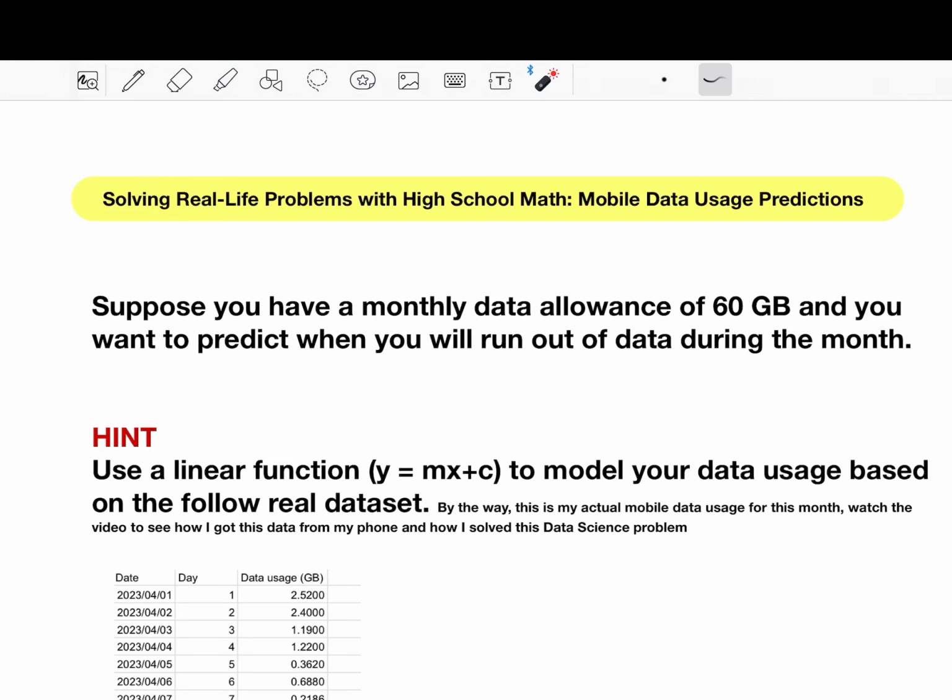So what you're going to do is you look at your previous month and say, this is how much I've been spending in my previous month. Therefore, based on my previous month's spendings, I'll be able to predict that I'm going to finish this data this month, right? So you get your previous month's data, then you can predict when you're going to finish the 60 gigabytes, right? So how are you going to do that?